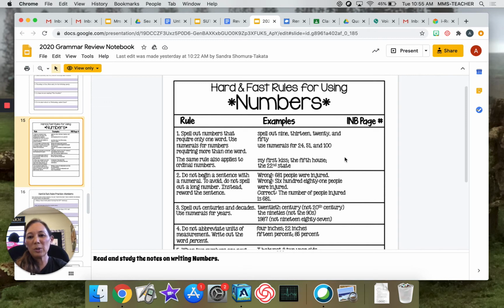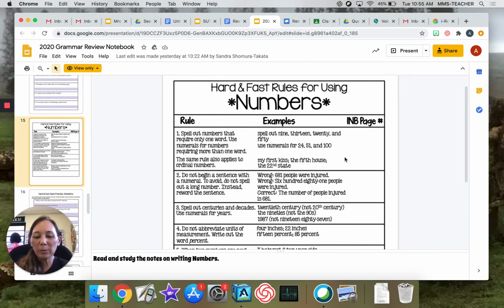Rule number 2, do not begin a sentence with a numeral. To avoid this, do not spell out a long number. Instead, reword the sentence. So you wouldn't start out a sentence by saying 681 people were injured, or even spelling it out, 681 people were injured. What you should do is reword the sentence. So, for example, the number of people injured is 681.